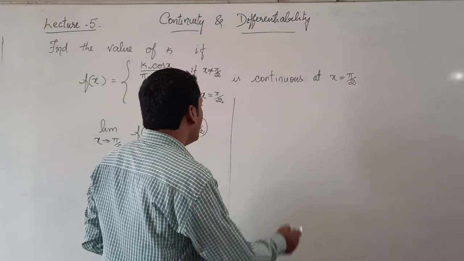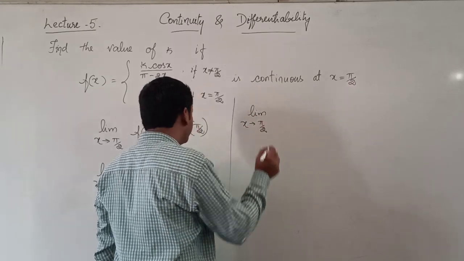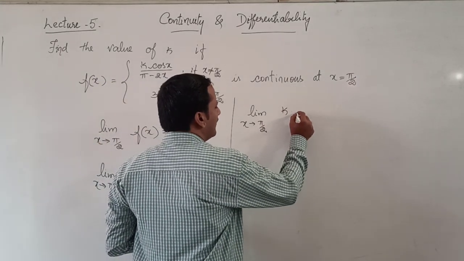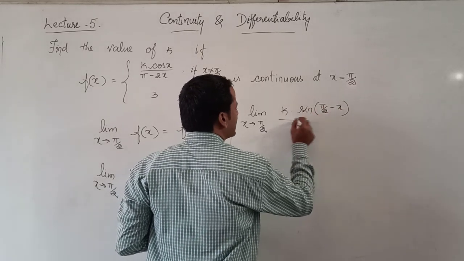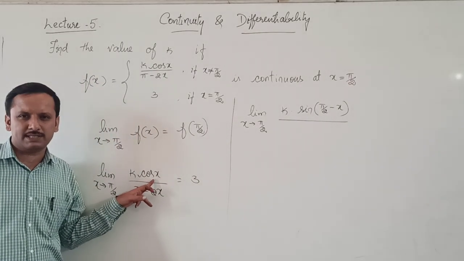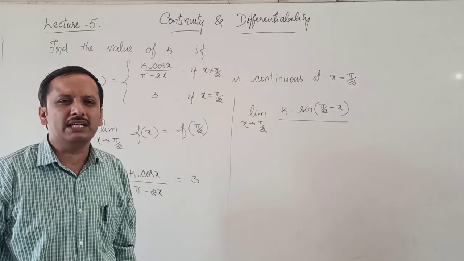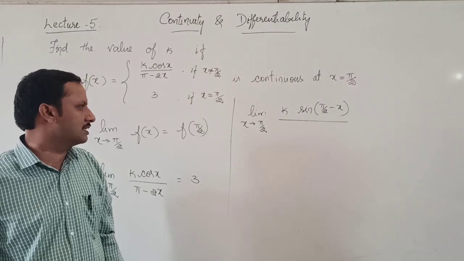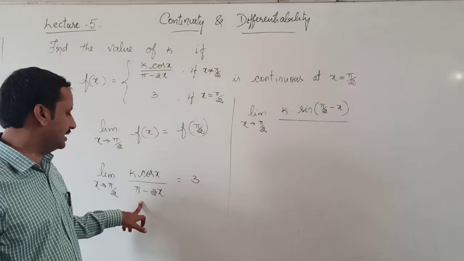Okay, now I'll write it like this. Limit x tends to pi by 2, k into cos x is there. I will write cos x as sin of pi by 2 minus x. Cos x can be written as sin of pi by 2 minus x, which we have already learned in trigonometry. That is, sin of pi by 2 minus theta is equal to cos theta, or sin of pi by 2 minus x is equal to cos x. So I am writing cos x as sin of pi by 2 minus x.